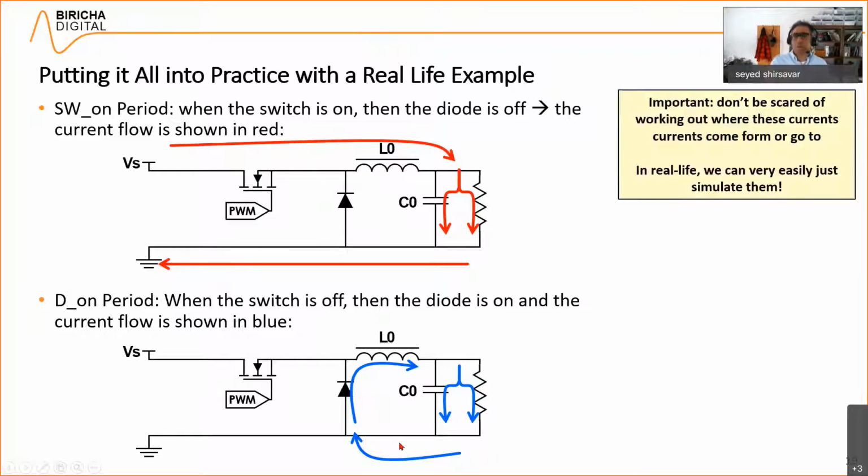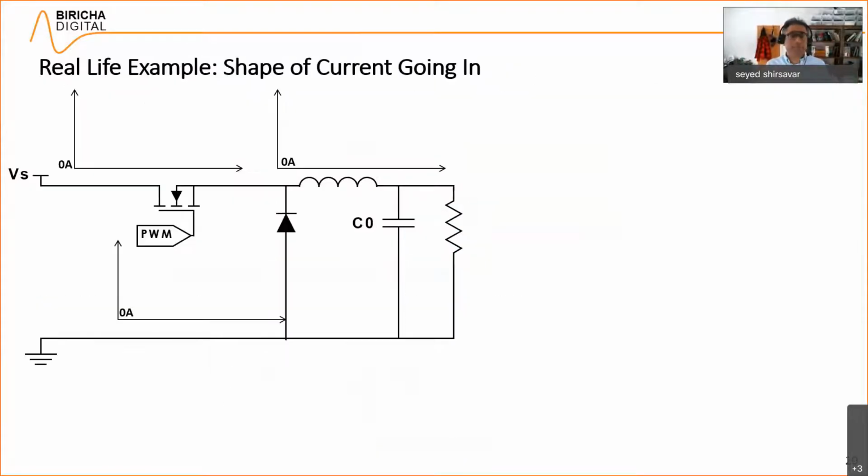the resistor. Okay, please don't be scared of these waveforms and then how you work them out in real life. You literally just simulate it and you will see exactly where the currents are, and then you see where there is high di/dt. Now I've done this for the buck converter and you'll see what's going to happen. Now let us look at the currents on each branch during the switch on period and the diode on period.